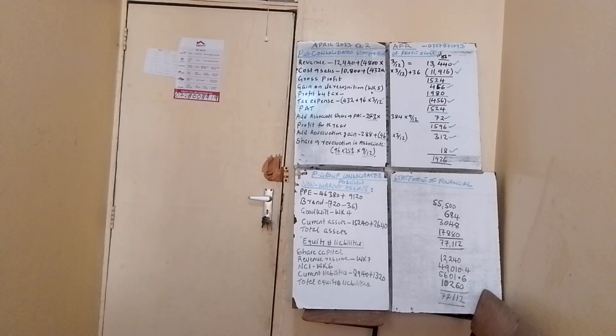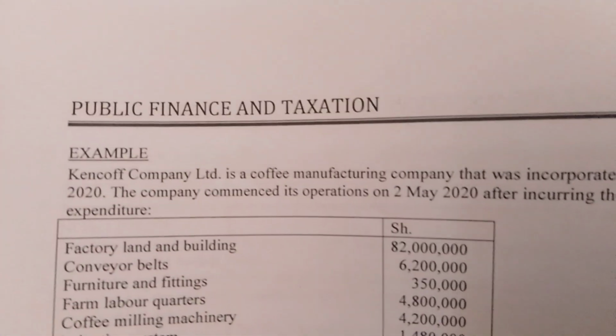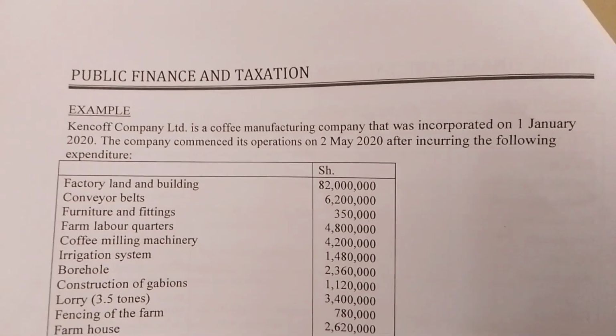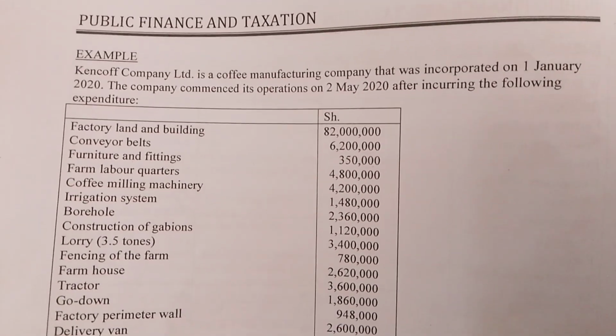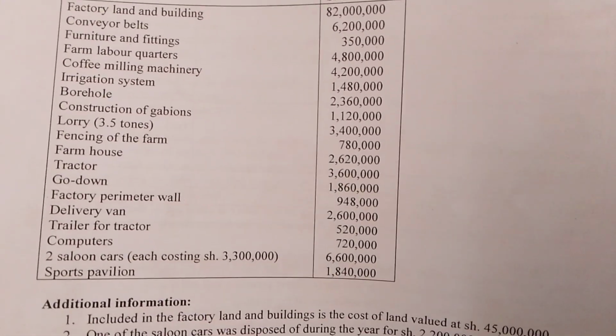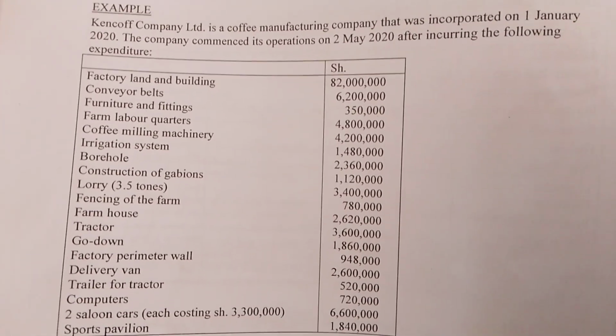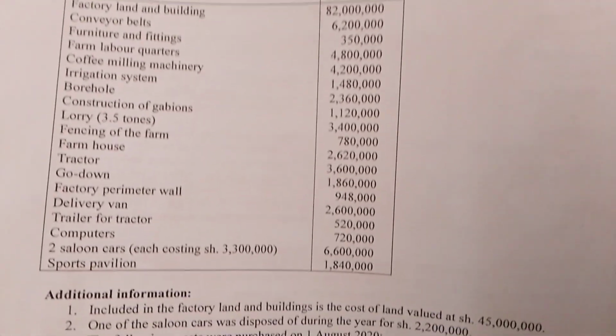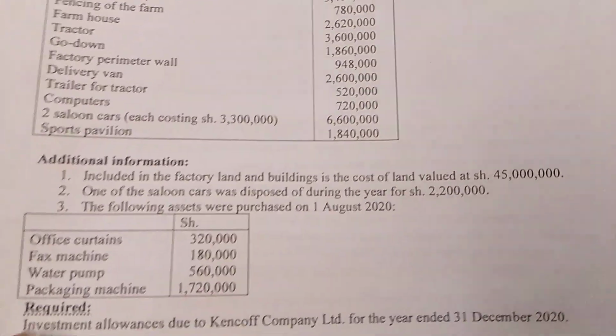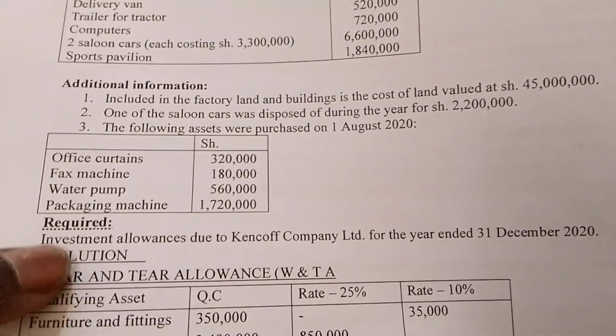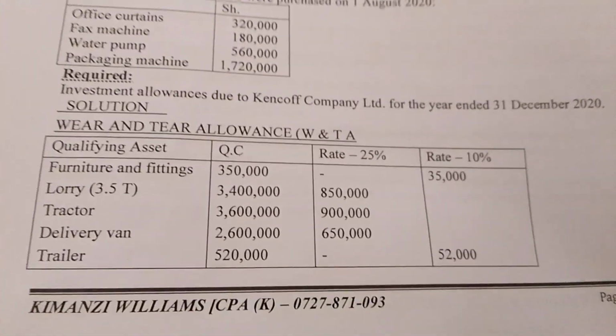Then after that, you have done a question. You have done an example, which you can go through again. Question again, which you have done, and the solutions. The question was there: Kenkov Company Limited. Your question was there with additional information, and the requirement was there.